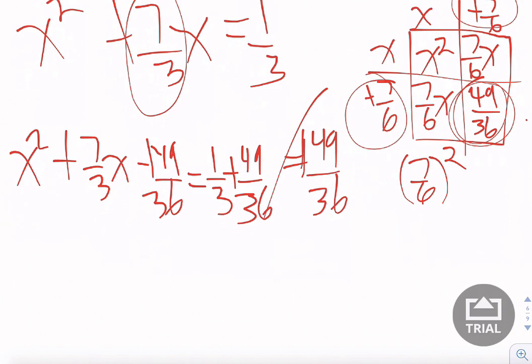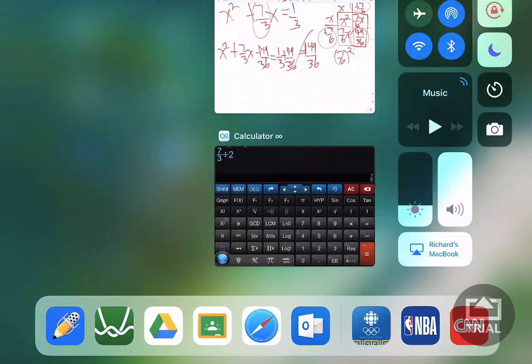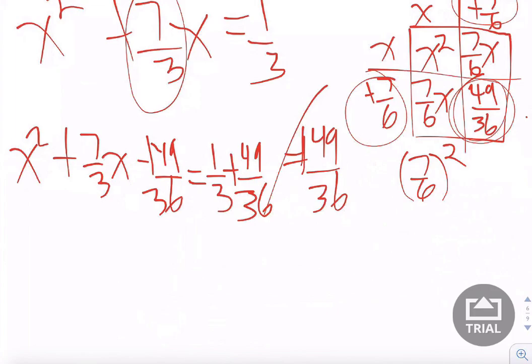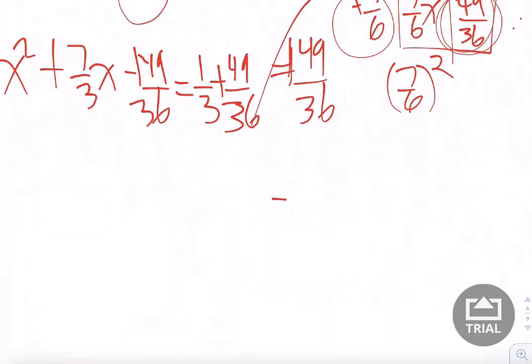Okay, so let's go back to our calculator. 1/3 plus 49/36. So 1 divided by 3 plus 49 divided by 36 equals, and then I can convert it back to a proper fraction, 61/36. Okay, let's go back. So it's 61 over 36 on this side.